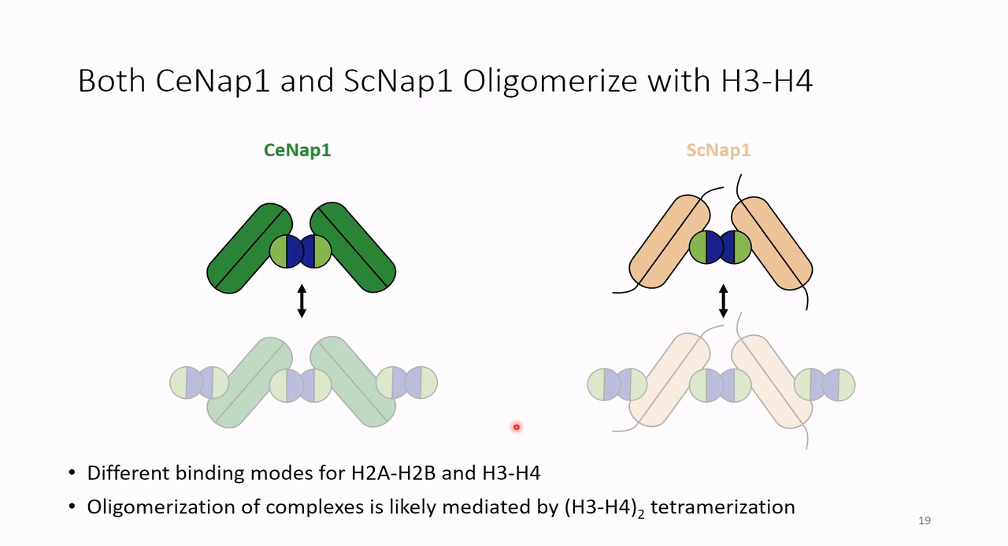It's interesting to note that their H2A H2B binding mode is different in these two Nap proteins, because worm Nap1 binds to H2A H2B at a 2-to-1 stoichiometry, whereas yeast Nap1 binds to H2A H2B at a 2-to-2 or a 2-to-1 stoichiometry. Whereas in H3H4, both the Nap proteins tend to oligomerize. And we predict that the oligomerization is mediated by an H3-H4 tetramerization interface. So we are going to try and determine the absolute stoichiometry of these Nap proteins with H3H4.